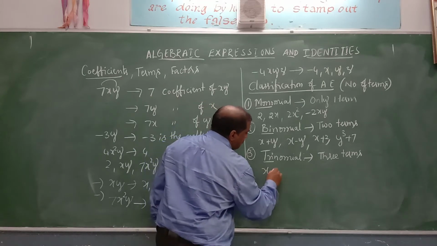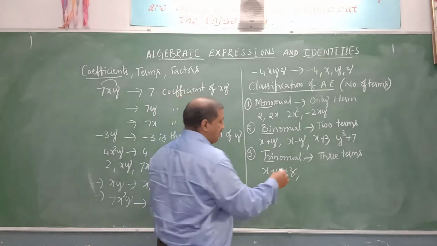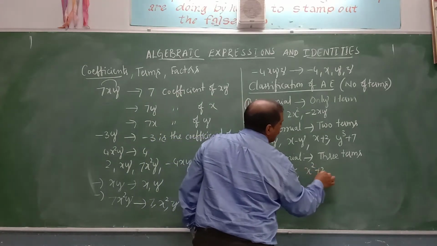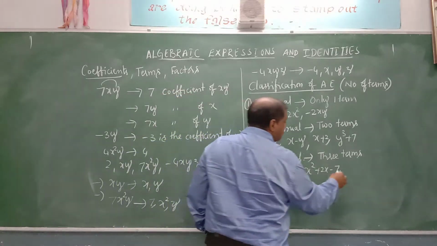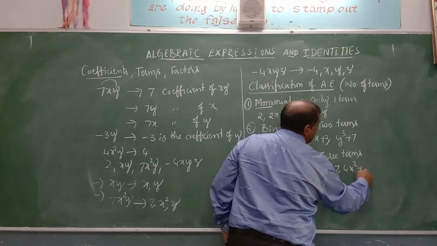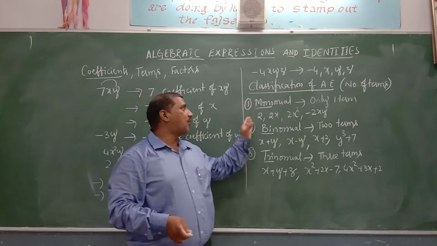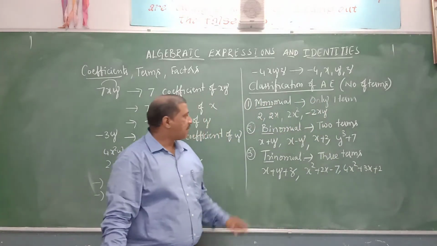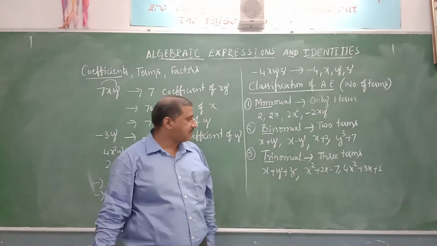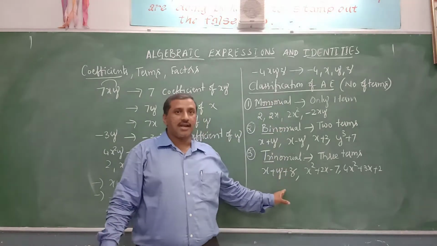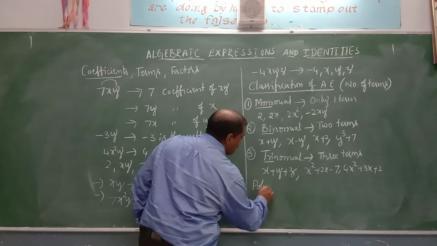Example: x plus y plus z. Here 3 terms are there. Or x square plus 2x minus 7 is a trinomial. Then 4x square plus 3x plus 2 is also a trinomial. So monomial means having only one term, binomial means having 2 terms, trinomial means having 3 terms. Examples are all these.